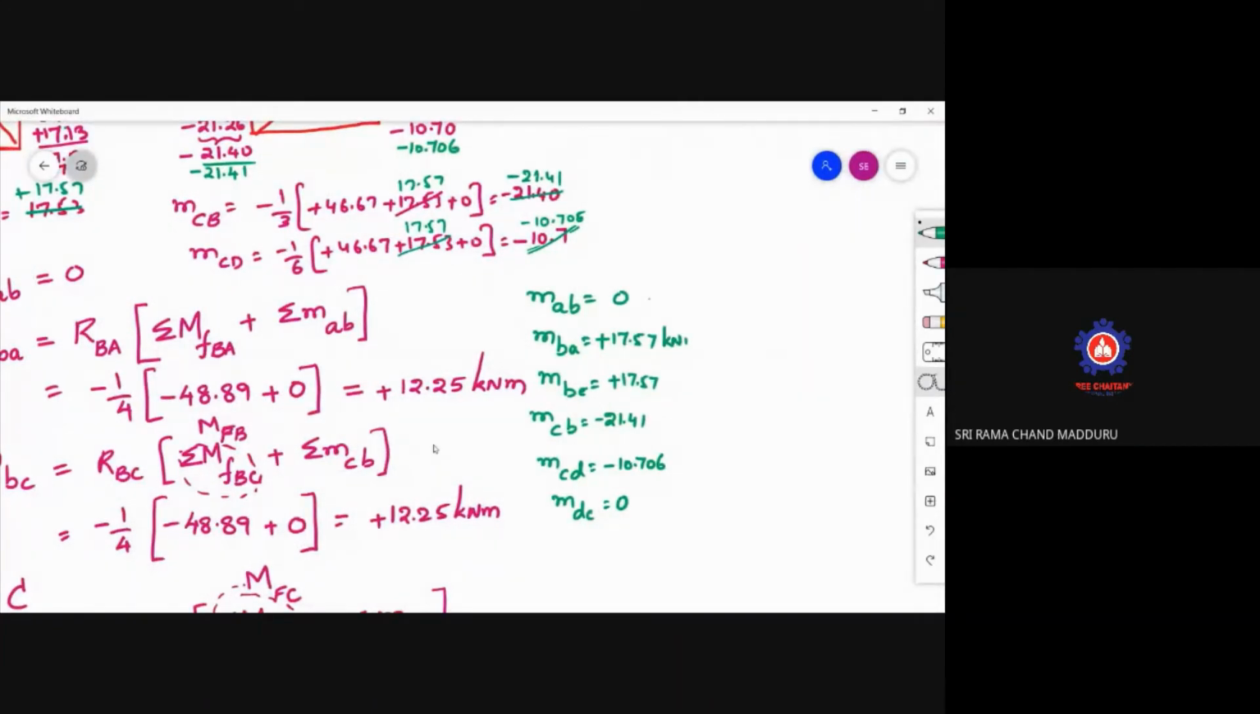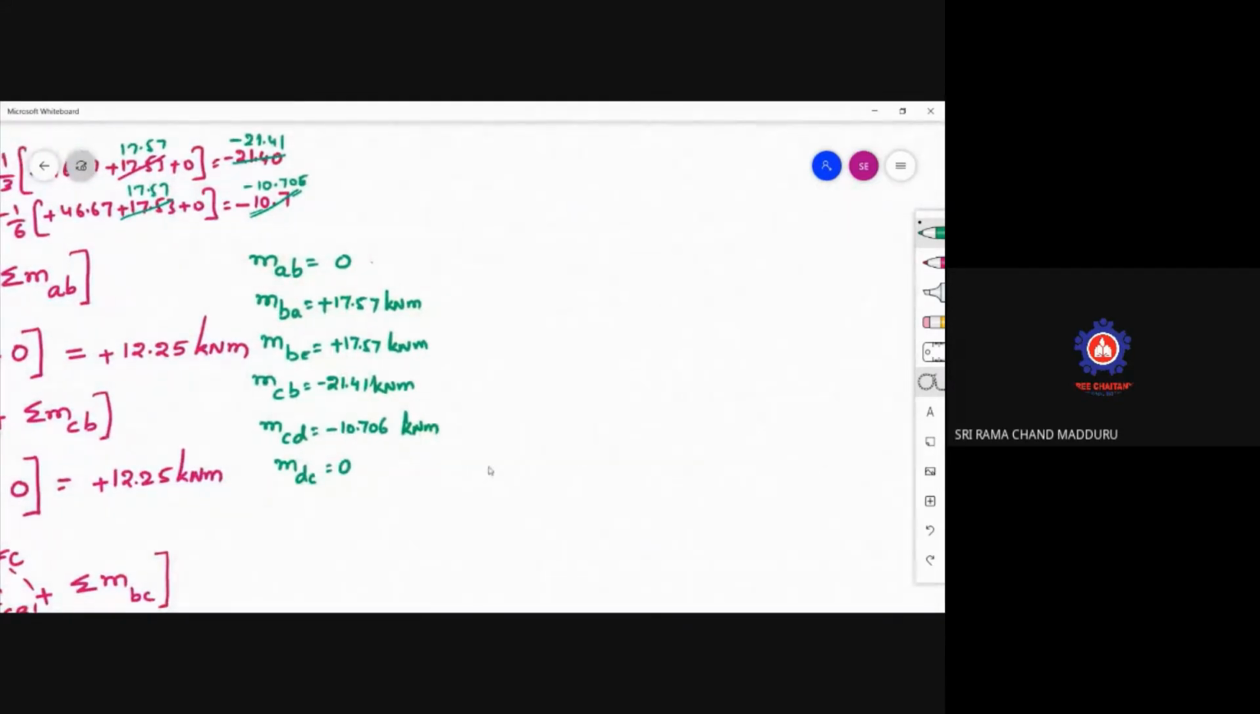So these are your rotational moments. Don't take them as final moments. They are not the final moments. They are the rotational moments only. Now we have to calculate our final moments using slope deflection equations. If you remember, in developing the equations of Kani's method, we have written MAB is equal to MFAB plus 2MAB plus MBA. So can anyone of you quickly tell me what is the value of MFAB?